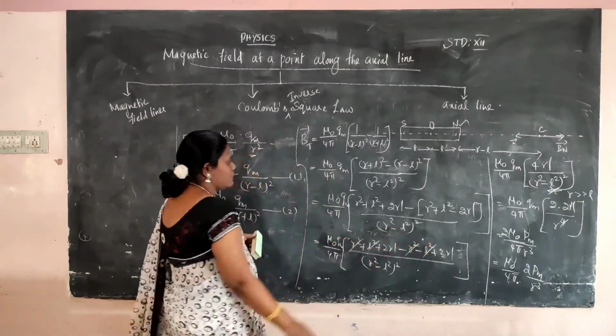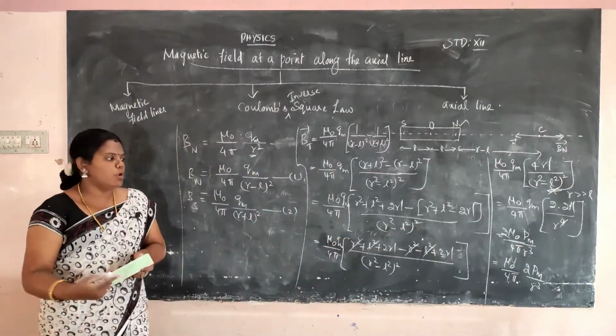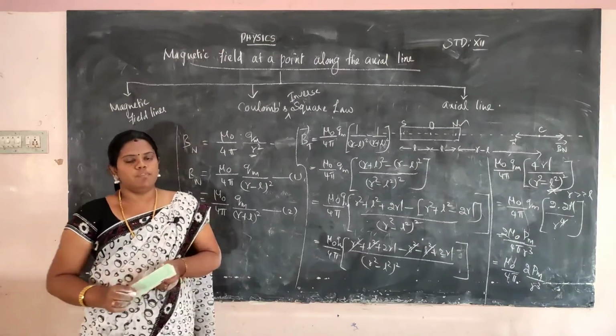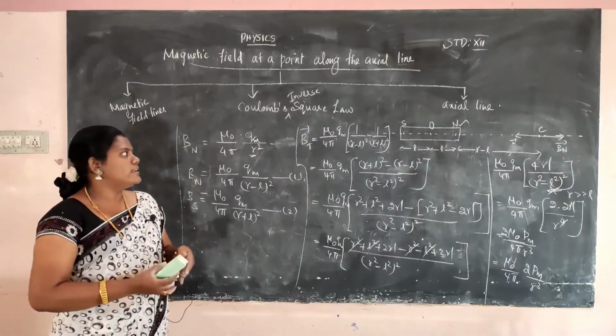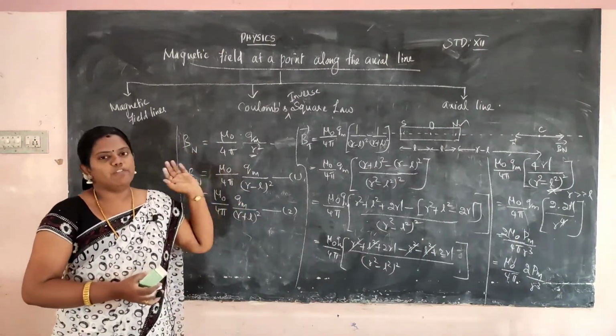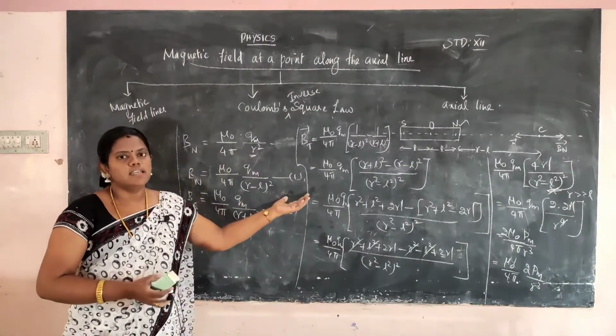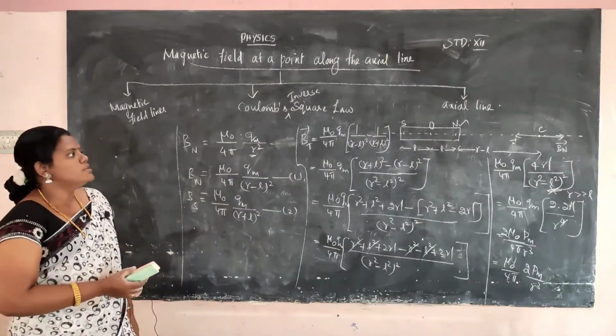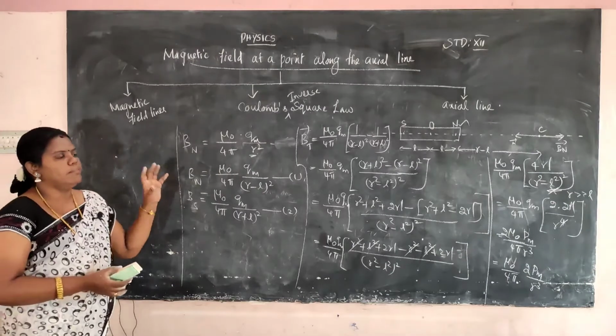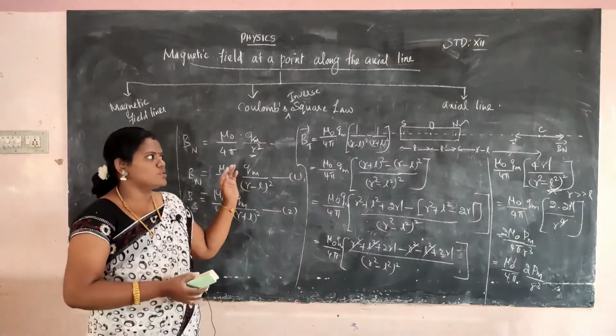So we consider the total magnetic field to be equal to mu naught by 4 pi, 2 PM by R cube. So this is the final formula for the magnetic field created at a point C due to the magnet. First, we consider one magnet having a north and south pole.